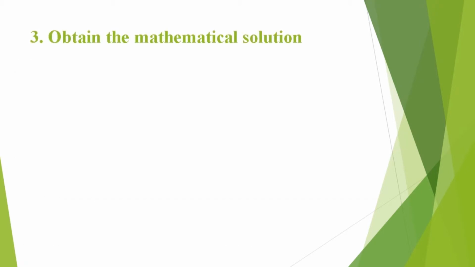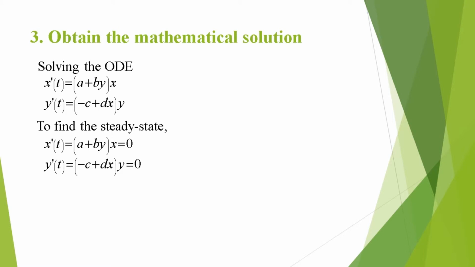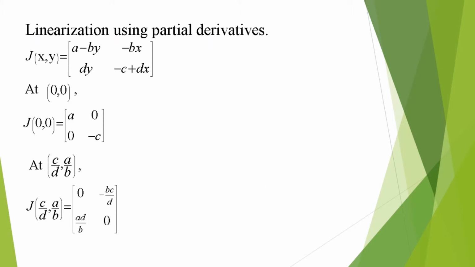The third step is obtaining the mathematical solution. We need to solve the ordinary differential equations to find the steady state. We need to let x prime and y prime equal 0. From these equations, we get the steady states at the points 0, 0 and c over d, a over b. The stability of the fixed point at the origin can be determined by performing a linearization using partial derivatives. The Jacobian matrix of the predator-prey model is calculated to find the eigenvalues of the steady state.